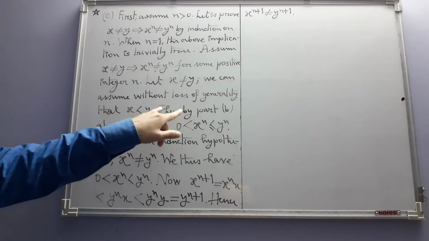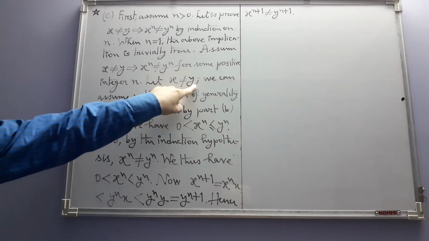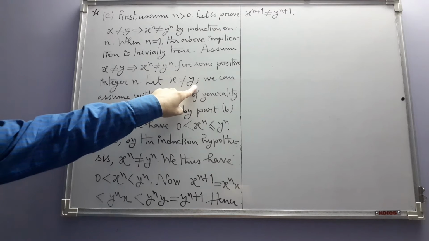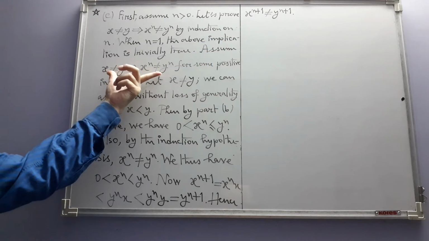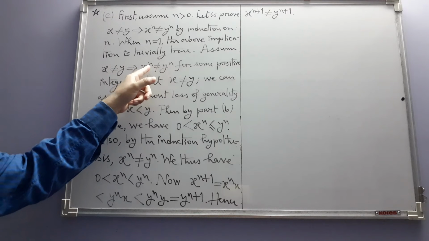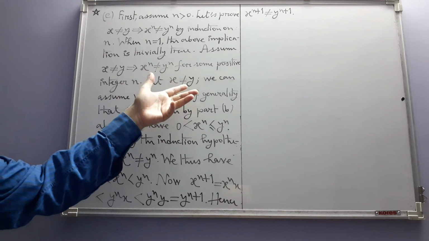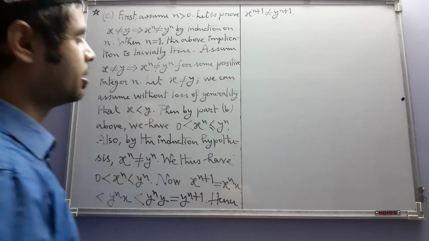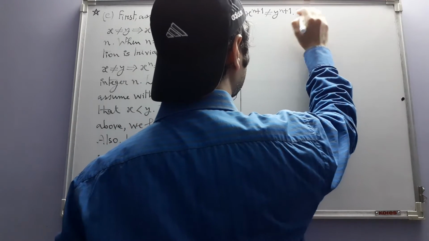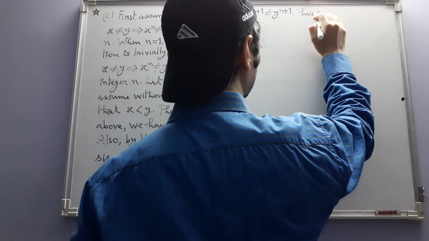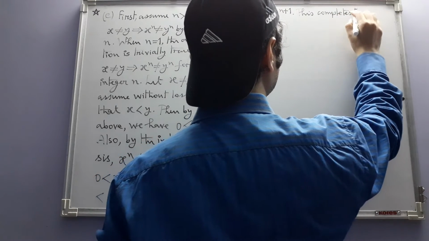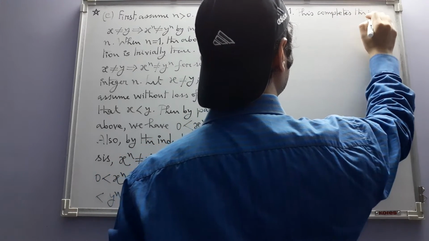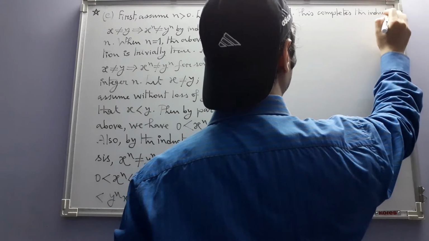So we started by assuming x and y to be different rational numbers, and we ended up proving this. So that means we have proved this implication, where in place of n we have n plus 1. So that completes the induction.